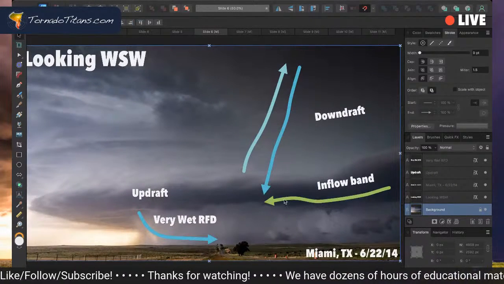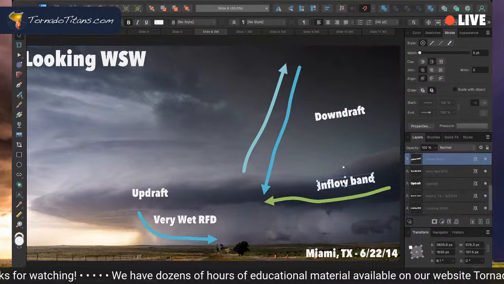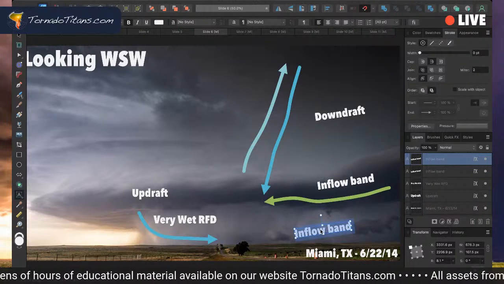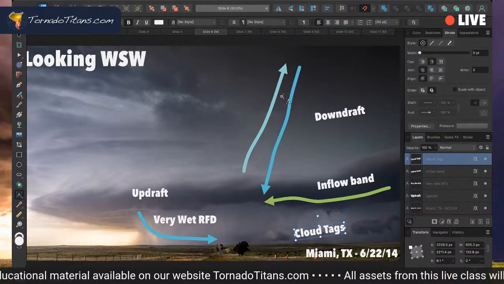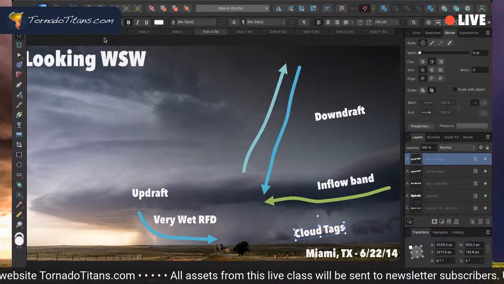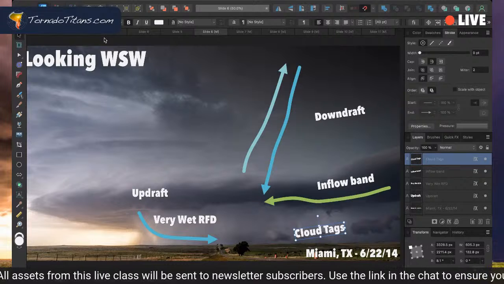A couple of things are notable that I think are important to pay attention to. Cloud tags here typically indicate some outflow of some sort. So that would, in this case, indicate that the front flank downdraft of this storm was pretty strong.